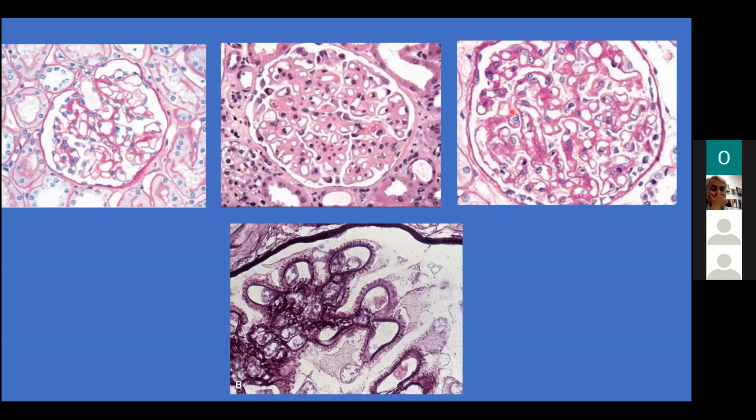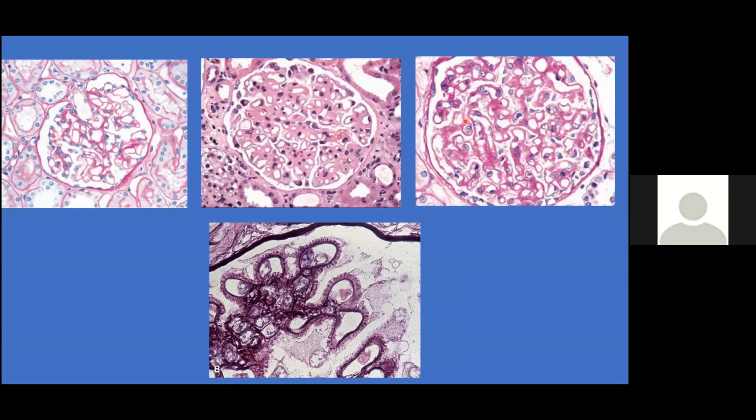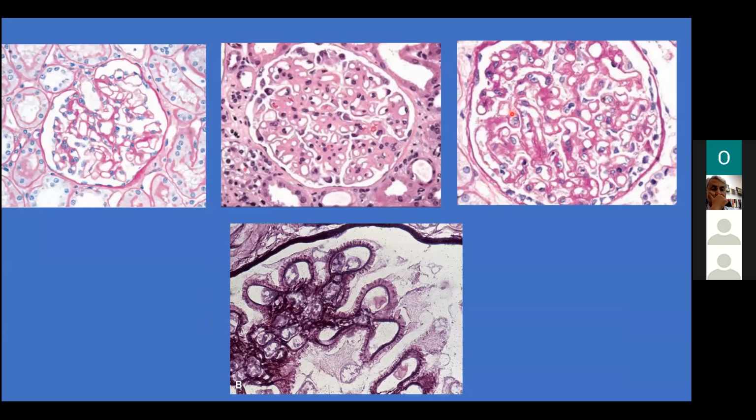We can see the nice spikes. We can see this black material; the Jones stain stains the basement membrane. Because of the subepithelial deposits, we can see the spikes along the capillary walls. If you see spikes, it also suggests the diagnosis of membranous nephropathy. And obviously, we have to confirm the diagnosis with the help of immunofluorescence. So this is the light microscopy finding of membranous nephropathy.